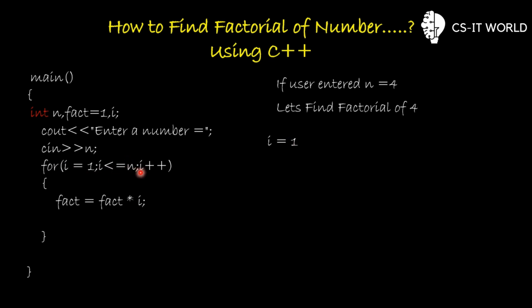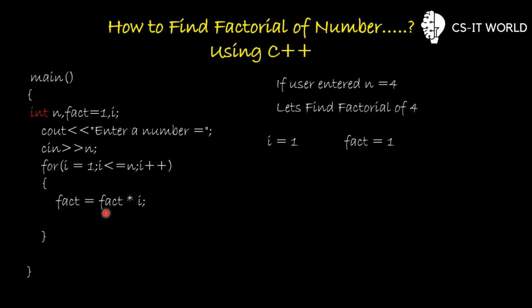Yeah, it is less than n, but it is not equal to n, but it is less than, that's why this condition will get true. Okay, now the control will enter into the loop. After that, what is the value of fact? Value of fact is 1.